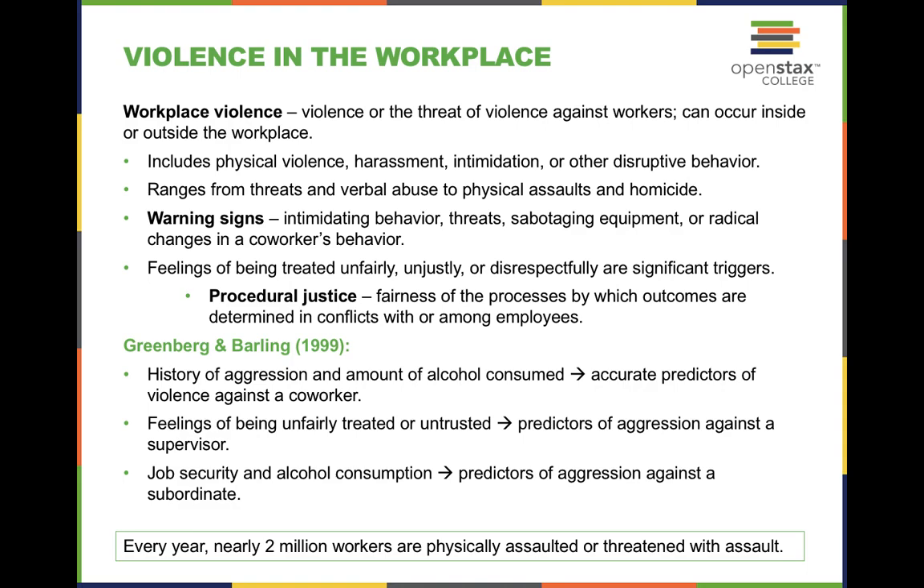Next is violence in the workplace. To define this, workplace violence is the violence or threat of violence against workers, which can occur inside or outside the workplace. It includes physical violence, harassment, and intimidation, and ranges from threats and verbal abuse to physical assaults and homicide. Some of the warning signs can include intimidating behavior, threats, sabotaging equipment, or radical changes in a coworker's behavior. Finally, feelings of being treated unfairly, unjustly, or disrespectfully are significant triggers.